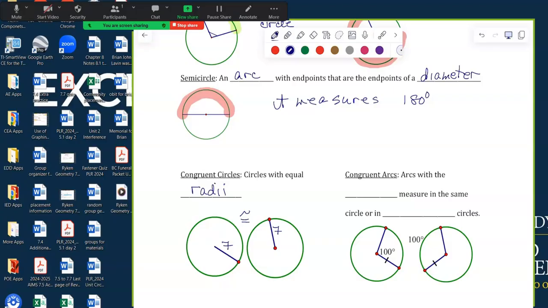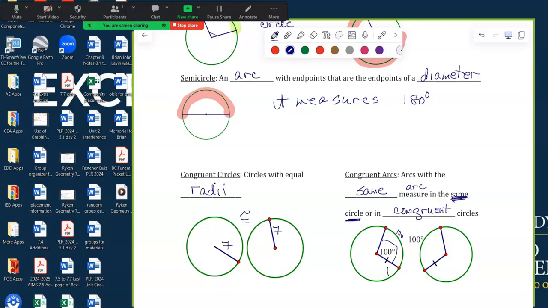Congruent arcs are arcs with the same arc measure in the same circle, this is key, in the same circle or in congruent circles. Okay, so let's see. What do we think about this? So this, and I should tell you this part as well. This is 100 degrees. That's your central angle. That's also your arc's measurement.